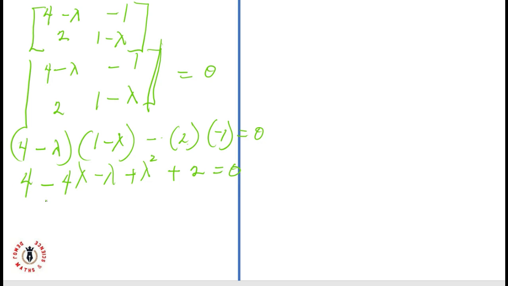Now let's rearrange our equation. Rearranging, this becomes lambda squared minus 4 lambda minus lambda, that's minus 5 lambda, plus 6 equals 0. So lambda squared minus 5 lambda plus 6 is a quadratic equation. We can use any of the methods to solve this equation. Let's factorize. When factorizing, I'll pick lambda squared and 6, that will be 6 lambda squared.